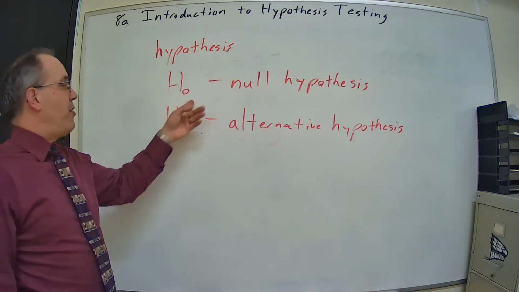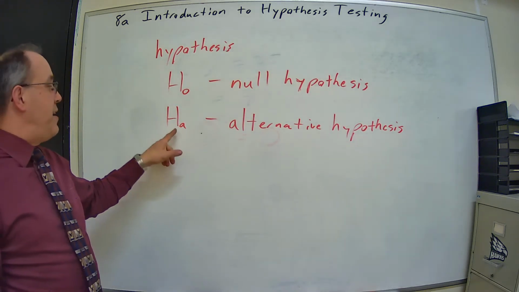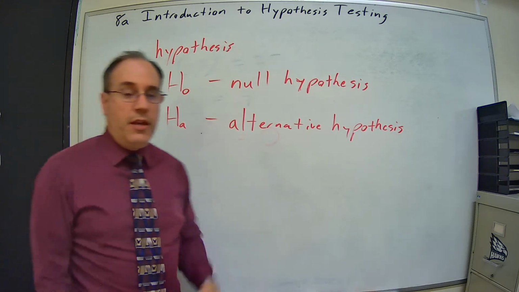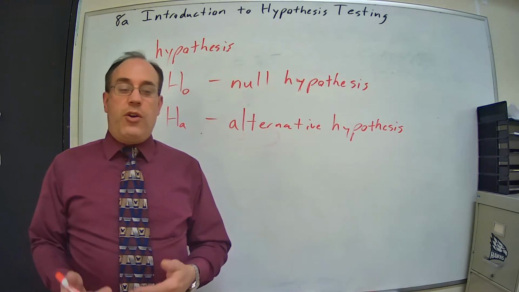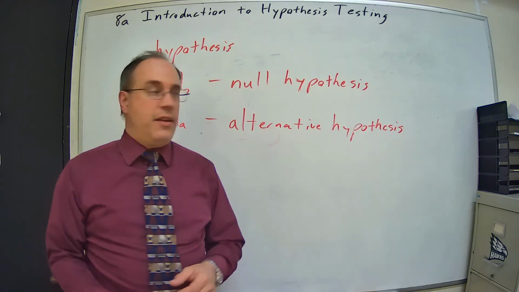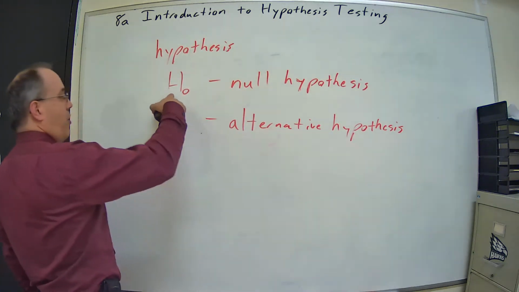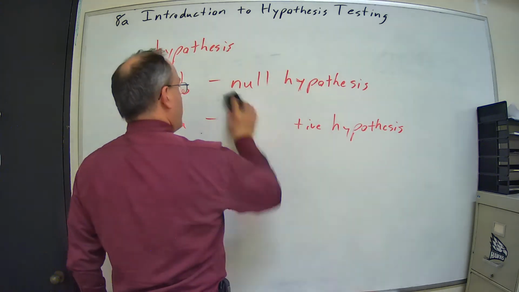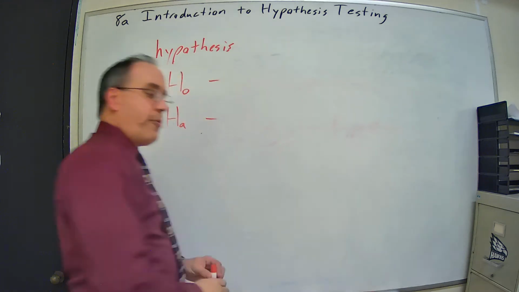So the null hypothesis, H sub O, and the alternative hypothesis, H sub A. We use both of these together when we deal with hypothesis testing. Now what I'm going to do is get rid of the names, null hypothesis, alternative hypothesis, and I'm going to show you what they relate to.